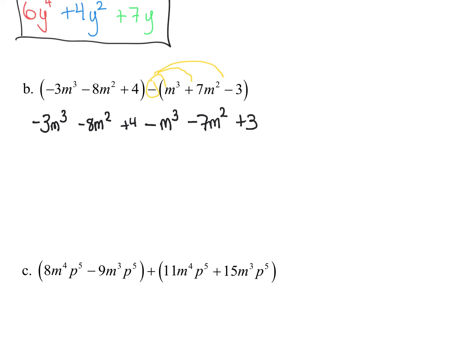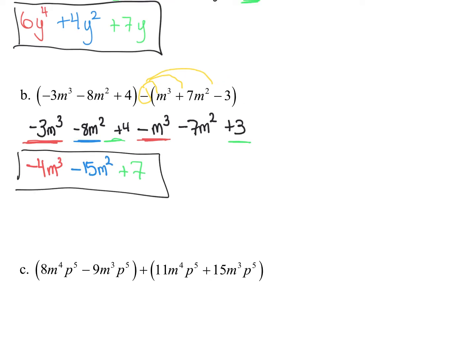And then we do the same thing we just did. We combine like terms. So this is an m cubed, or m to the third, and this is another m to the third. -3 minus 1 more makes a -4m to the third. -8m squared minus 7m squared makes a -15m squared. 4 plus 3 is a +7. This is your final answer. Let's try another one.